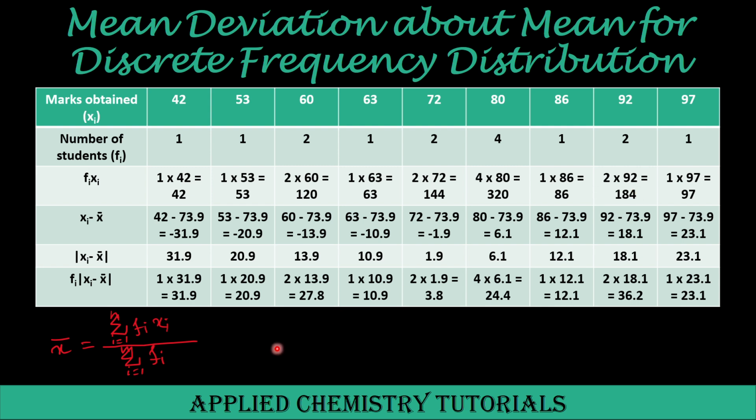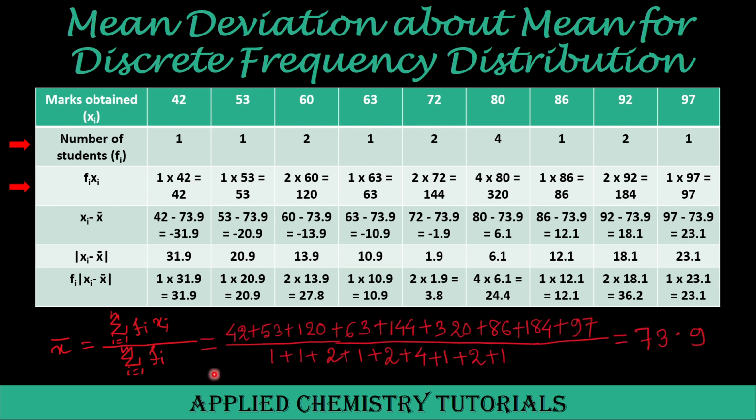and so on. So once we have our fi xi terms, we can add them up in the numerator, and similarly when we have our fi terms we can add them up in the denominator. So when we put all the numbers in, we get our x bar term equal to 73.9. So when we have figured out our x bar or mean, then we can focus on the bottom part of the table.